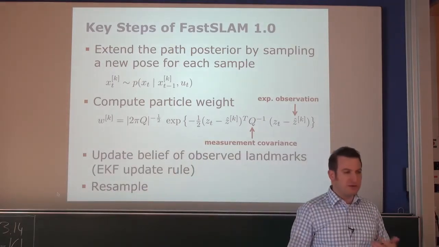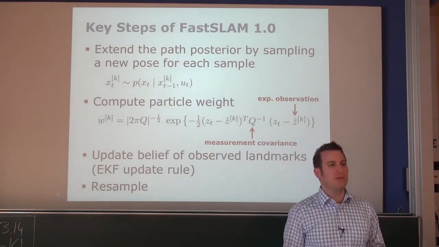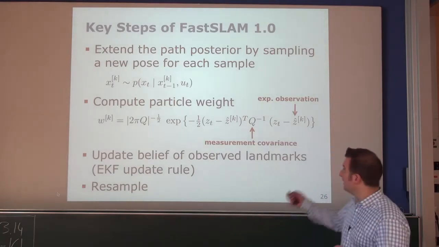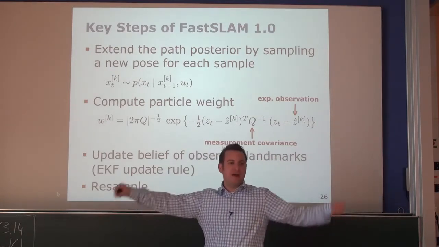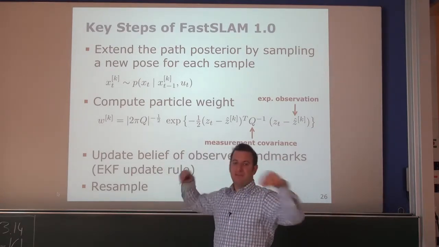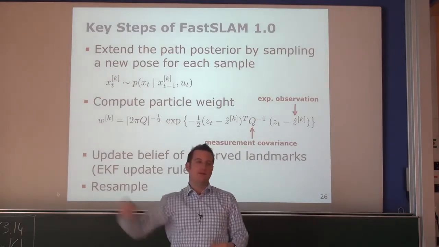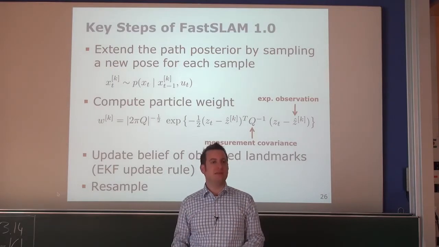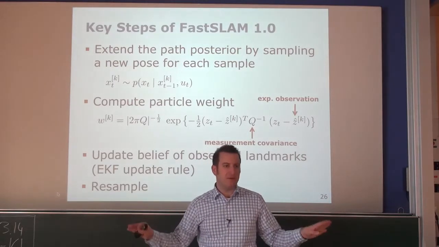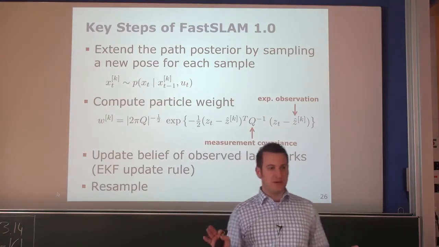draws samples according to the standard odometry model that we used in localization. It extends the path posterior to the next point in time by taking every sample, and for every sample I draw the new generation according to the motion model. That's exactly the same as in Monte Carlo localization. So this first step should be kind of clear.